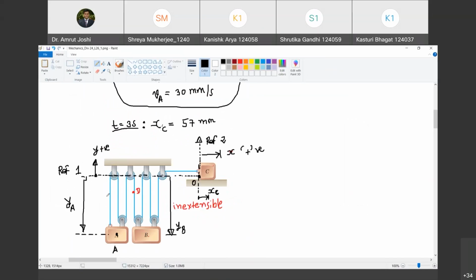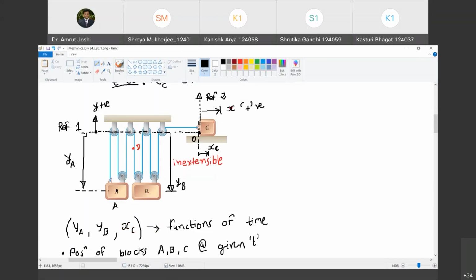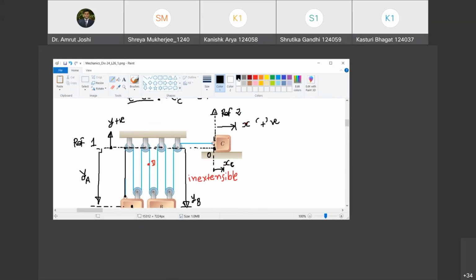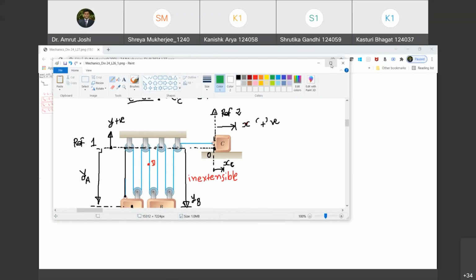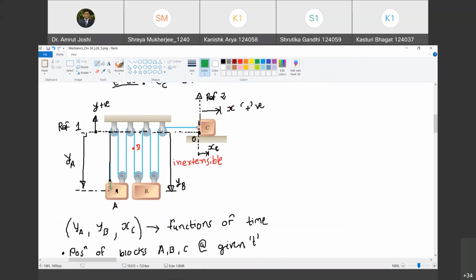Okay. Yes. Can you tell me how much is this length in terms of YA? Will it be YA minus this distance? Yes, sir. Are you with me? So I will call this distance... and do you agree that as the block moves up or down, this distance is not going to change? No, sir, it won't change.